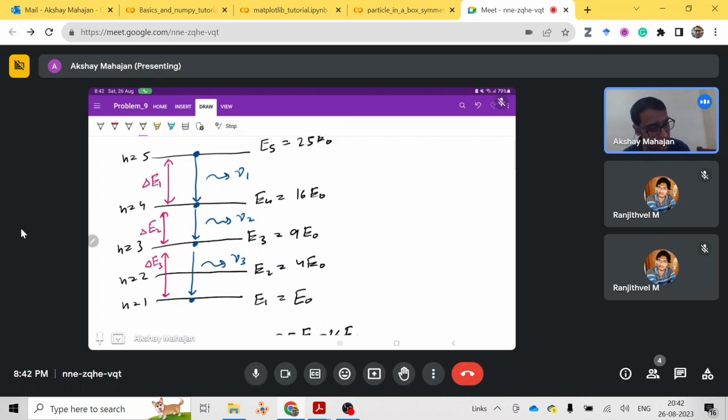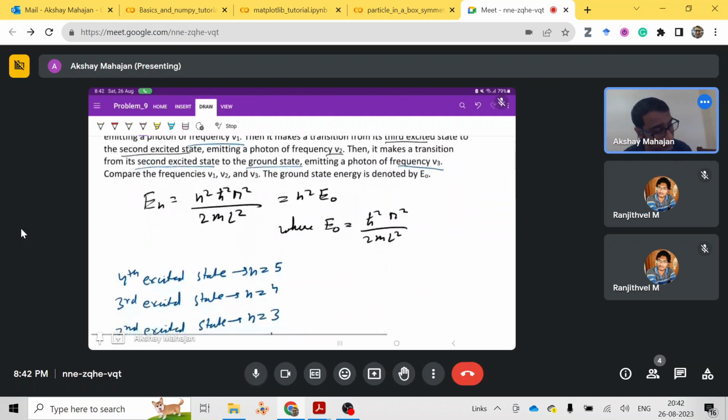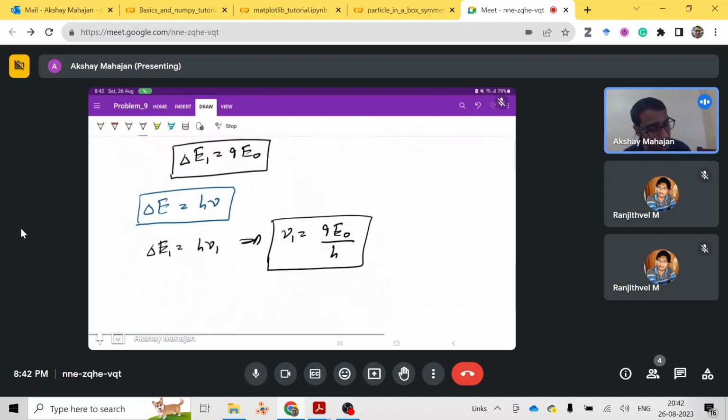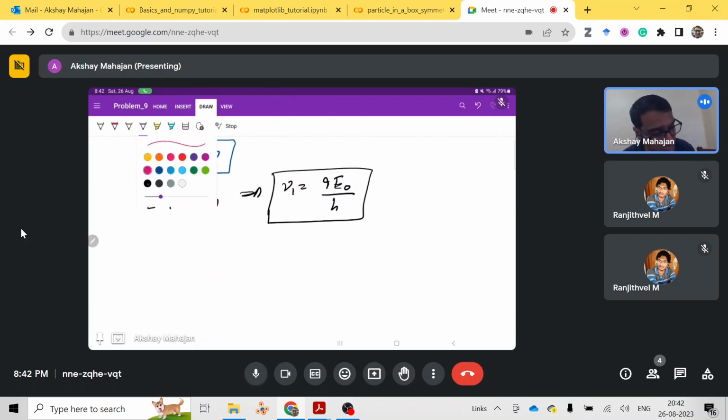So you have these three frequencies, and the delta E values from which we can find them. The question is to compare these frequencies nu1, nu2, nu3, given that the ground state energy is E0. So E1 is E0. We have already found nu1, and similarly we can find nu2 and nu3 as well.